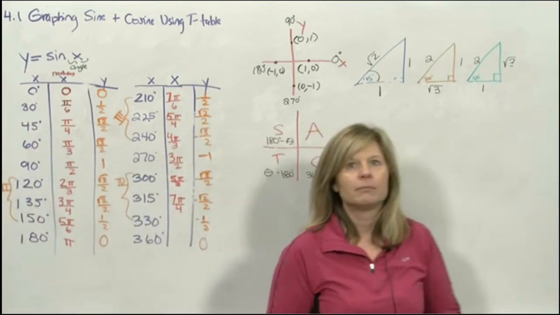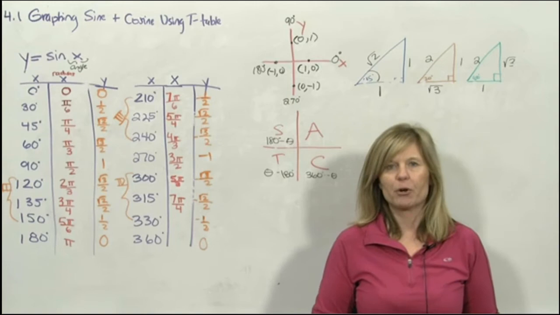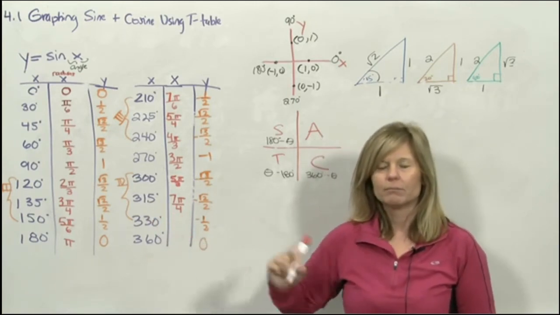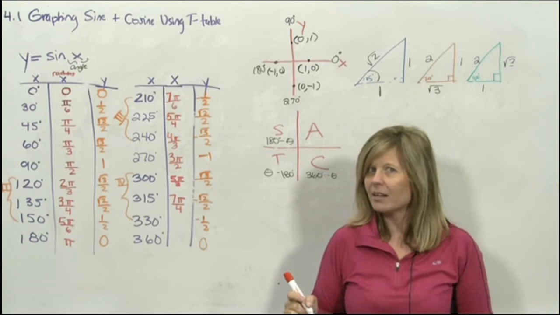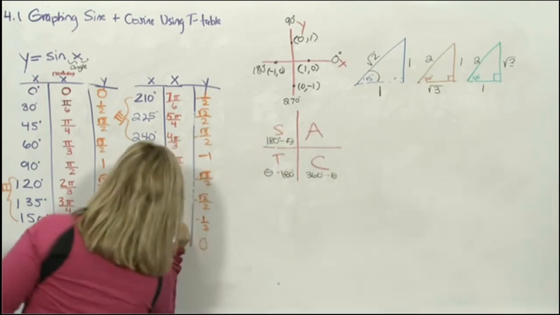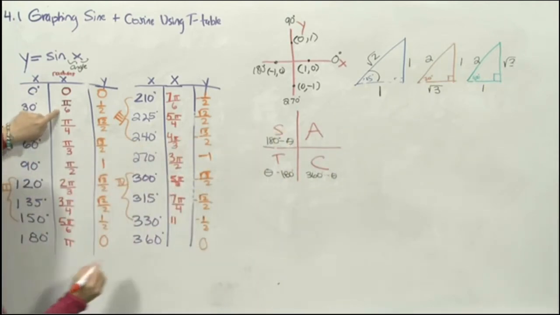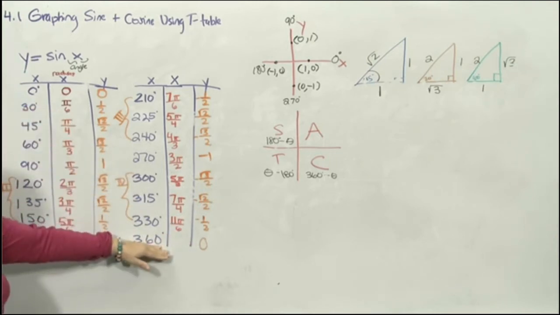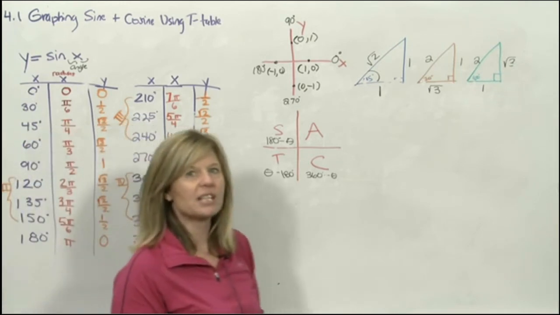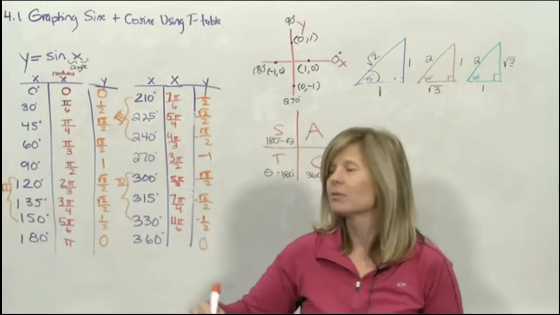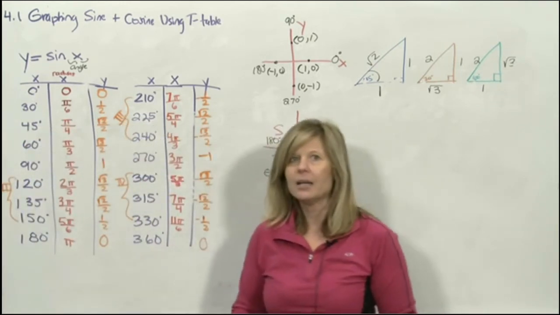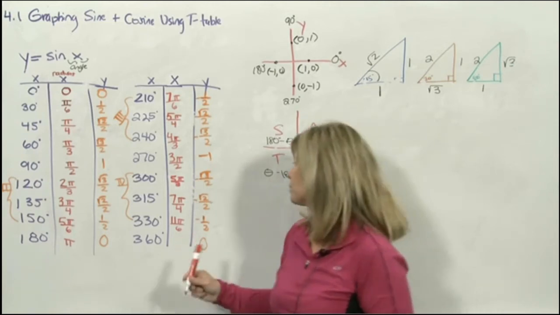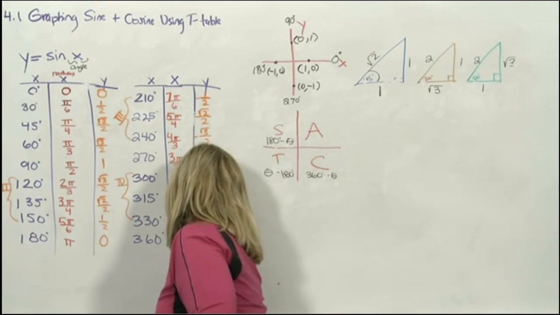330. That's obviously a multiple of 30. How many 30s do you need to make 330? Well, I believe that would be 11, right? So that would be 11 30s, and 30 is pi over 6. And 360, well, isn't 360 just two 180s? So if 180 is pi, 360 is 180 plus 180, which is pi plus pi, which is 2 pi.